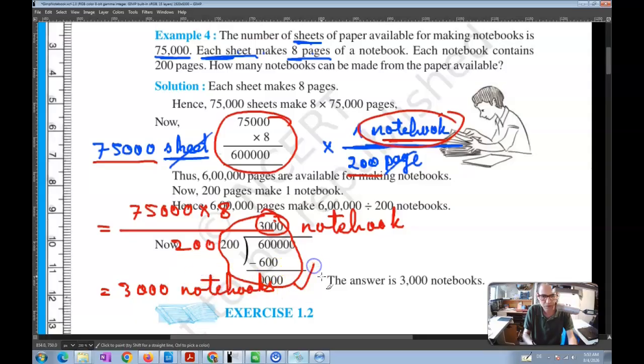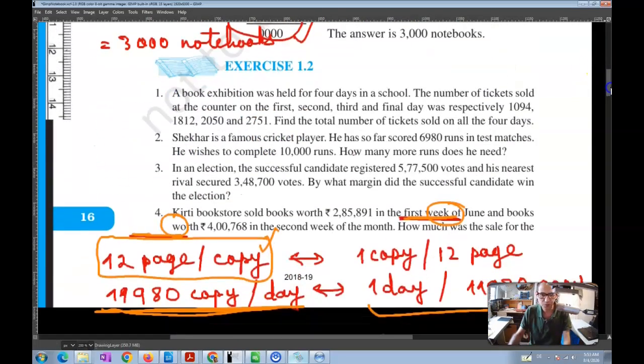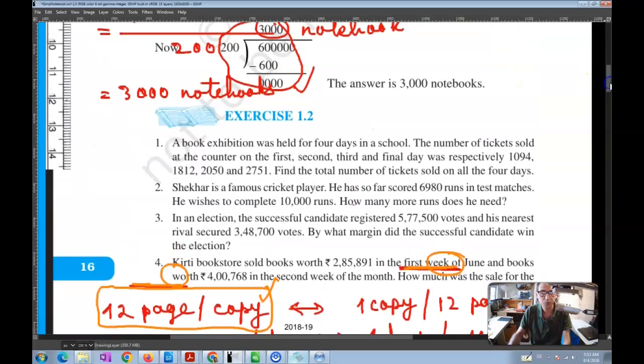Okay, so that's how you can solve these types of problems in two different ways, whichever one you prefer. In the next video, we will work a little bit on exercise 1.2, and thank you.